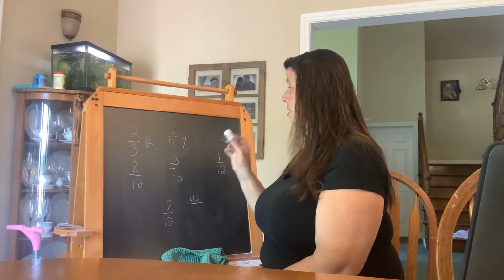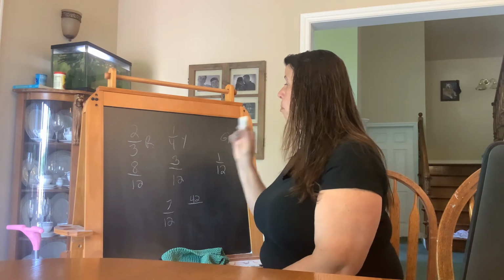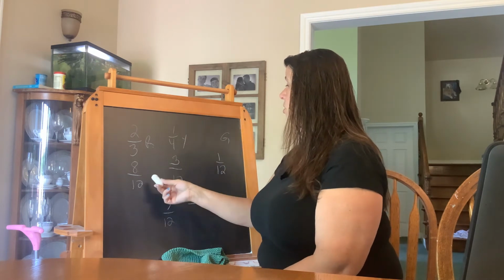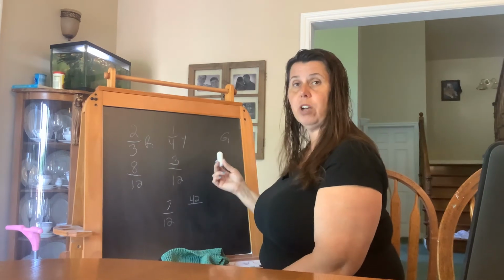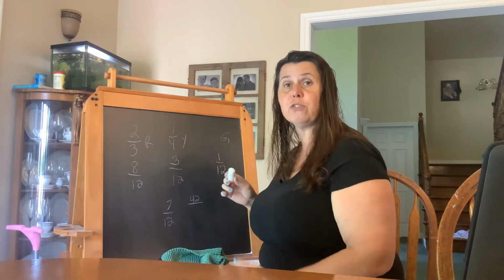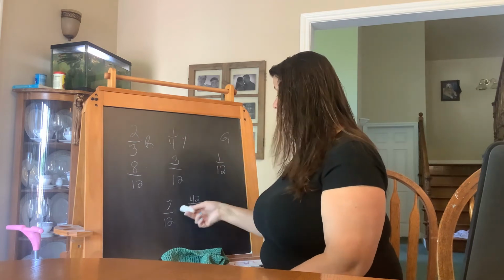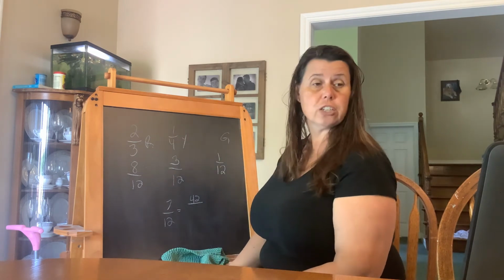Because the difference, red has 42 more fish than green. So 8/12 and 1/12, the difference is 7/12. And the difference between red and green is 42. So 7/12 has to equal 42 fish.